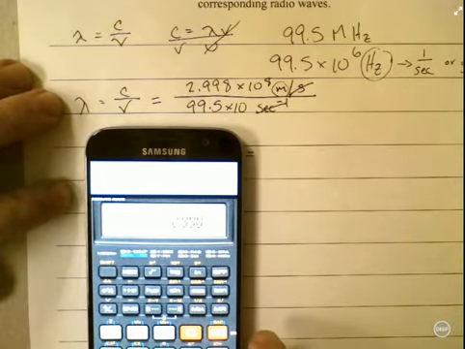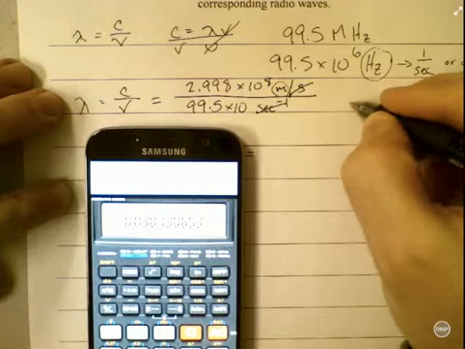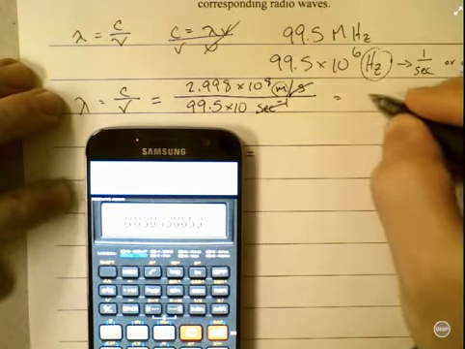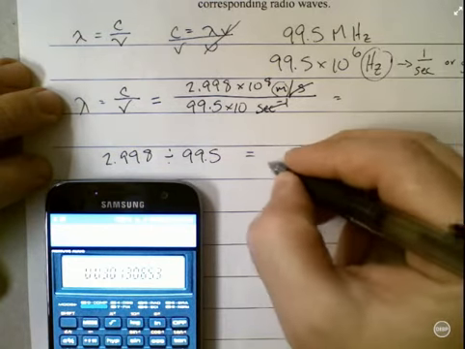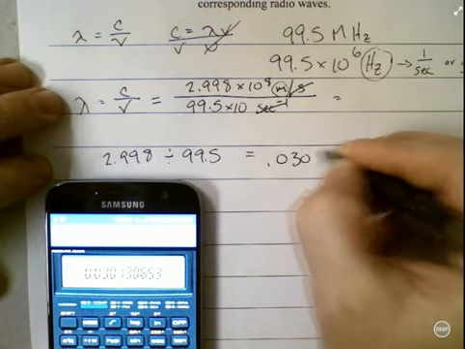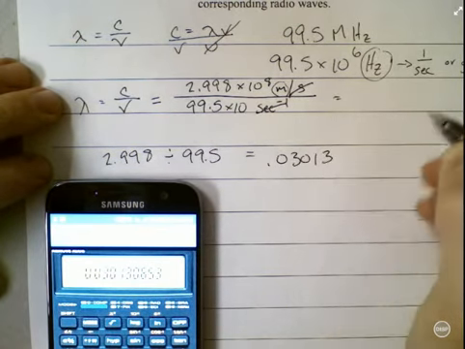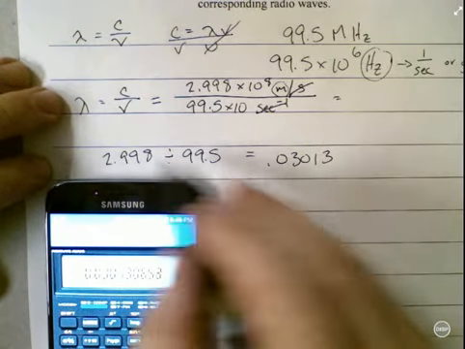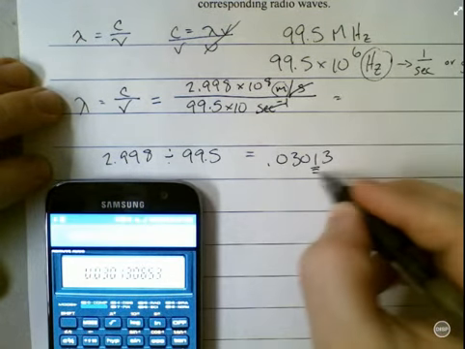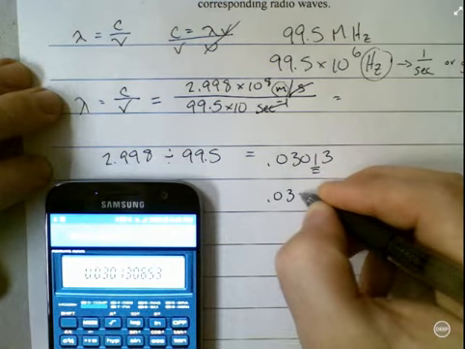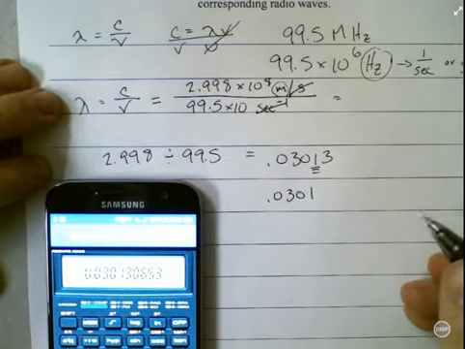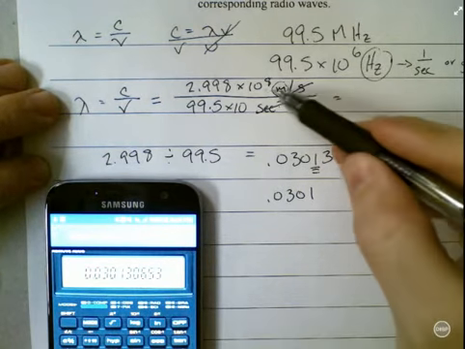So go 2.998 divided by 99.5. The calculator is going to tell me that is 0.03013. Now, I have 3 significant figures here, so I'm going to round that, so I'll actually have 0.0301. Now let's deal with this exponent right here.